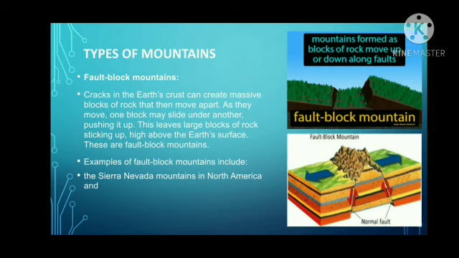So fault block mountains were formed as blocks of rock moved up or were dragged along faults. These are formed also by the movement of large crustal blocks when two forces in the Earth's crust pull it apart. Some parts of the Earth are pushed upward and others collapse down.